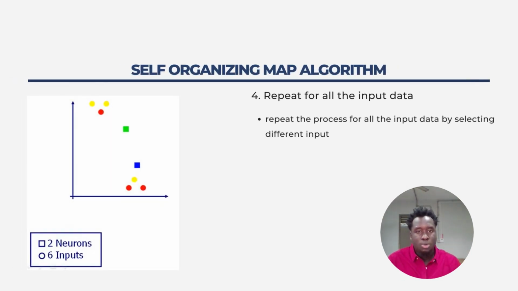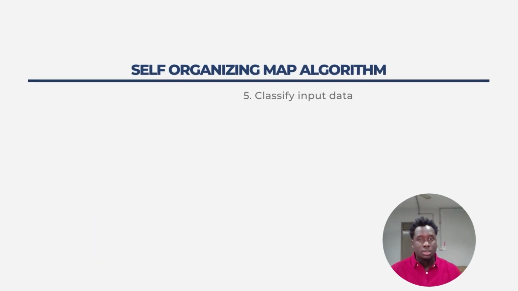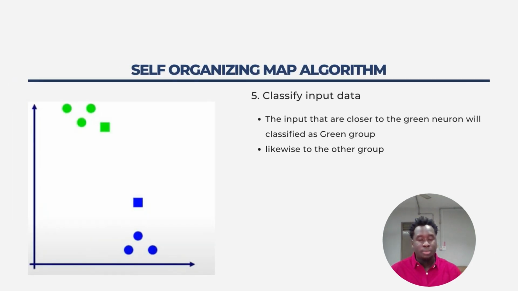The fourth step is to repeat for all the input data. Repeat the process for all the input data by selecting different inputs. Here we have selected a different input from the x-axis, and that's why you see our neuron has moved toward the x-axis. The final step is classification of input data. The input data that are closer to the green neuron will be classified as the green group, and the input data closer to the blue will be classified as the blue group. This is all from me. Thank you.